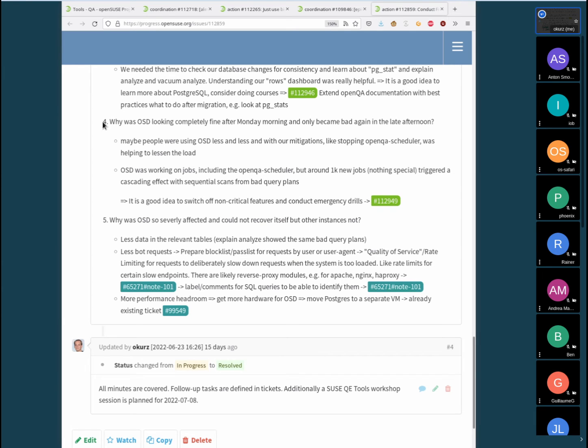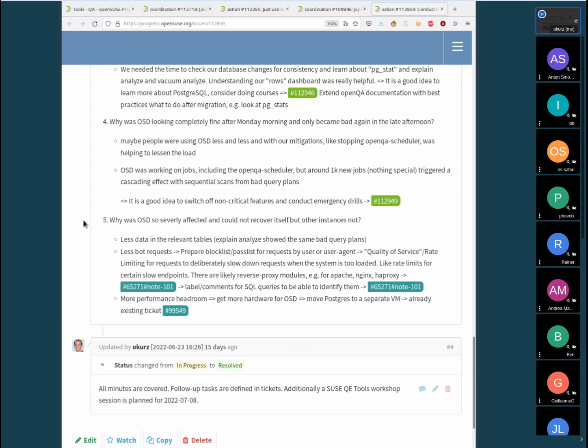And on top, it's a good idea to conduct emergency drills. So that's something that we want to consider, to actually simulate the case of problems, maybe with someone being the chaos monkey and trying to destroy the system, and then see how the team reacts.